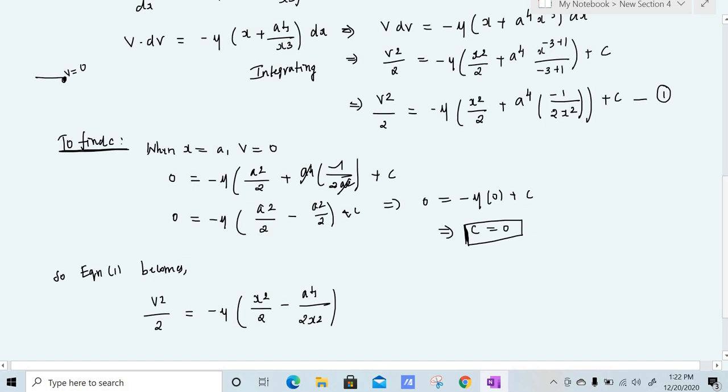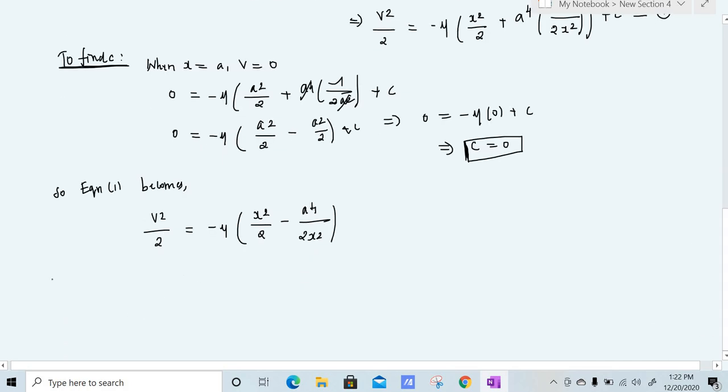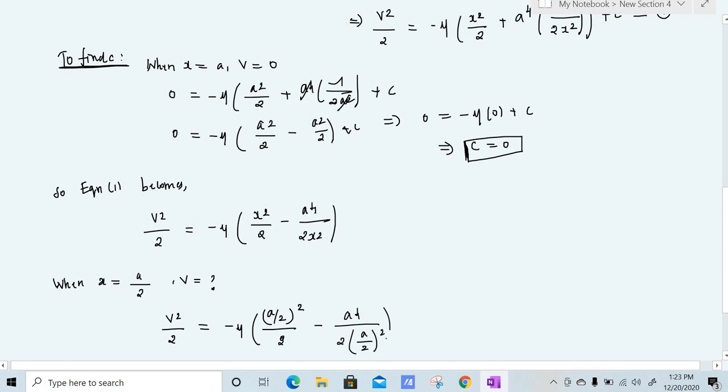We need to find the velocity when x is equal to a by 2, right? So just substitute. Very easy. So just substitute here, you will get the answer. So this will be v square by 2 is equal to minus mu into, in place of x I am going to write a by 2, which will be a by 2 whole square divided by 2 minus a power 4 divided by 2 into x is equal to a by 2 whole square, right?